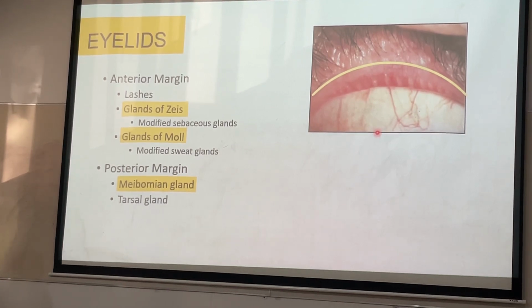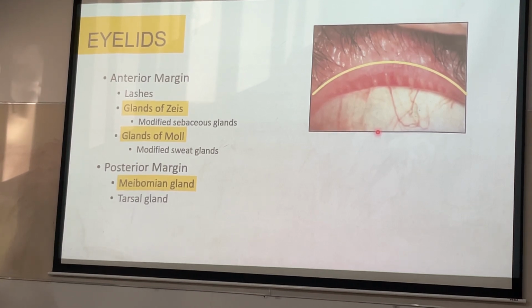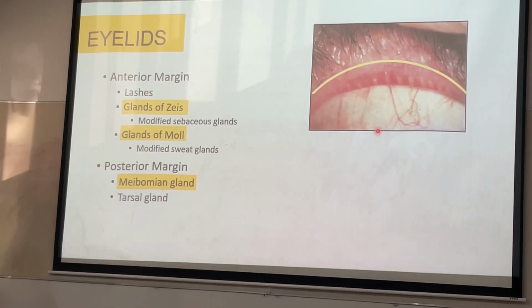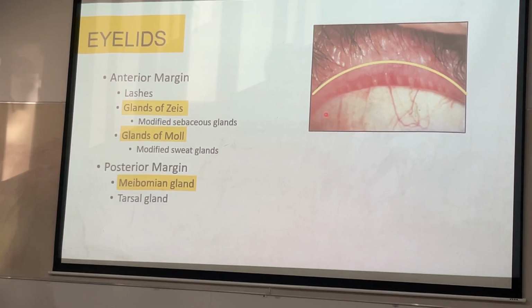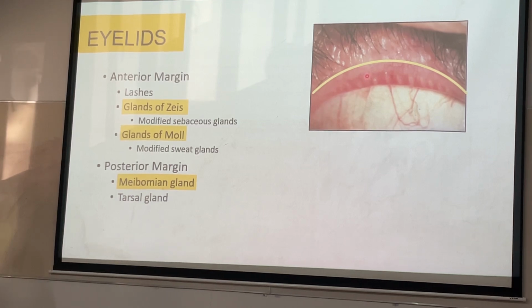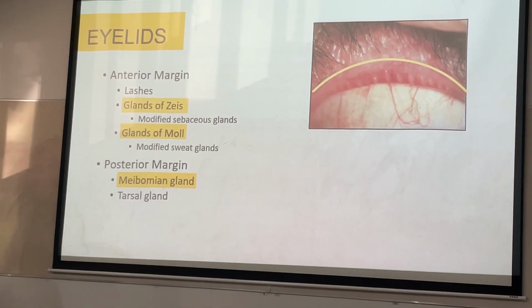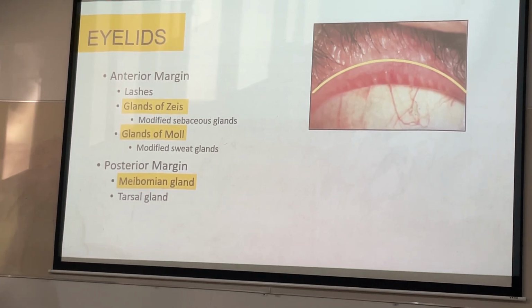So in the anterior margin of the eyelids, you have your lashes, and you have your glands of Zeis and Moll, which are modified sebaceous glands and sweat glands respectively. And then in your posterior margin, you have your meibomian gland, and underneath it or within it is your tarsal gland. So what is the function of your meibomian gland? Any idea?